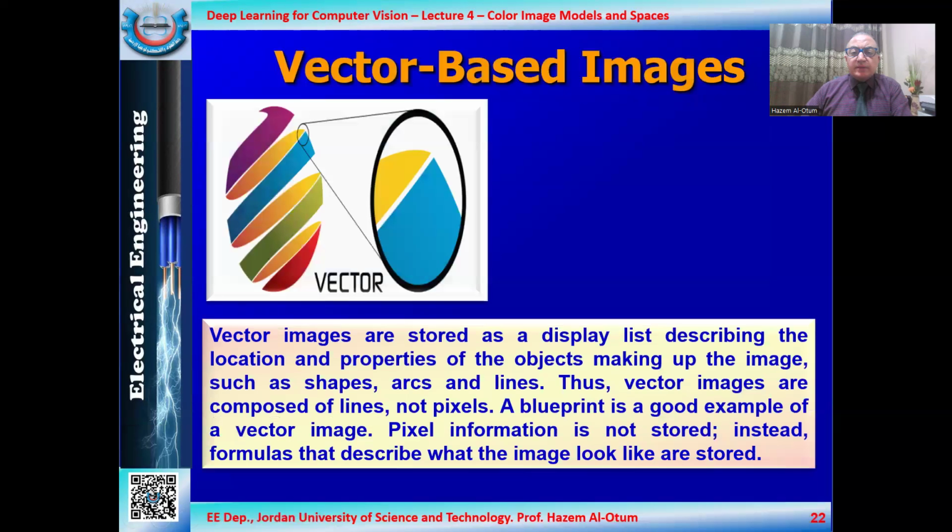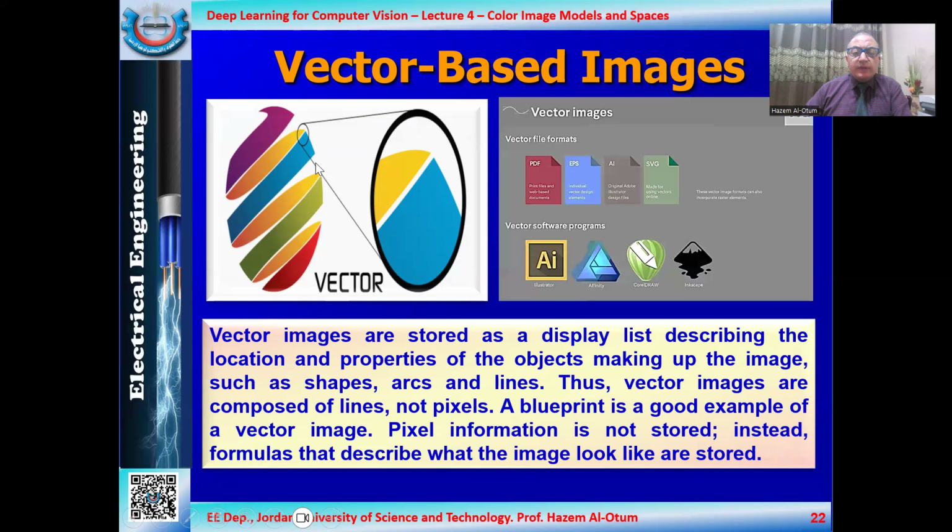In the case of vector-based images, instead of storing the pixels themselves, we store a list of operations, actions or equations that describe the location and properties of the objects making up the image. So for shapes, arcs and lines, this is a very useful way to store these images.